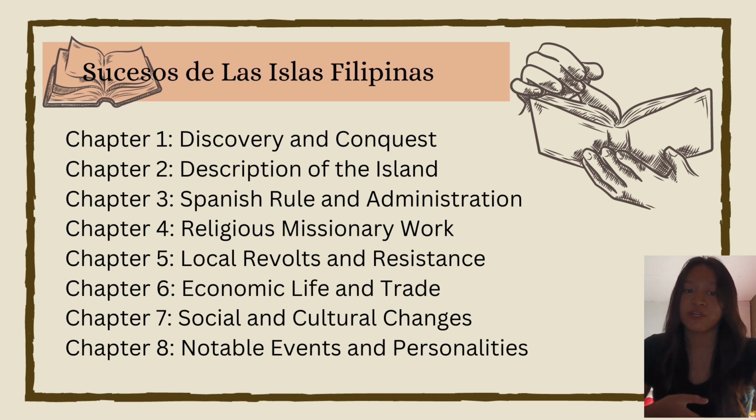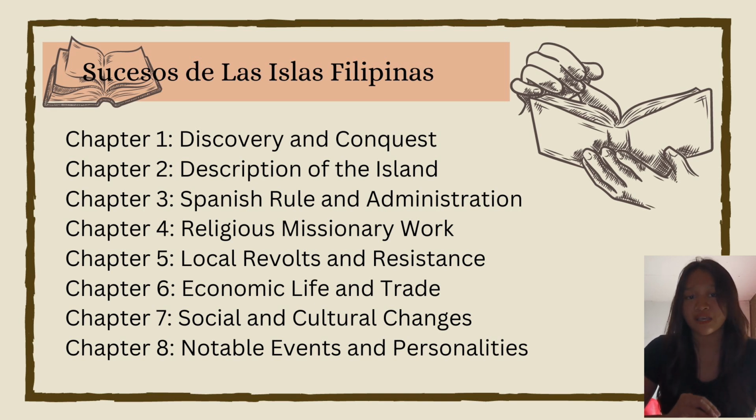The third chapter is Spanish Rule and Administration. It details the establishment of Spanish rule, the administrative structure and the governance of the colonies. It includes descriptions of the various officials and their duties. The fourth chapter is Religious Missionary Work. This discusses the role of the Catholic Church in the colonization process, focusing on missionary activities, the establishment of parishes, and the conversion of the indigenous populations to Christianity.